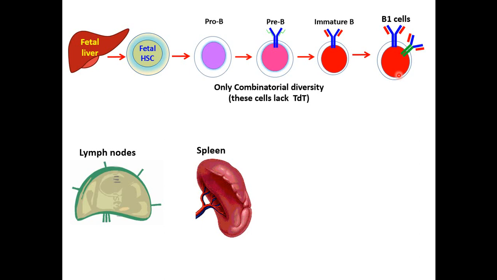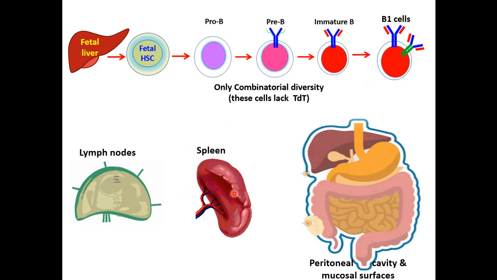The other difference is that when B cells mature after birth from bone marrow, they usually like to go into particular tissues and organs. And two very popular destinations for B cells are lymph nodes and spleen. B1 cells, however, do not like to go there. They prefer to go to another location, and that's the peritoneal cavity and mucosal surfaces.